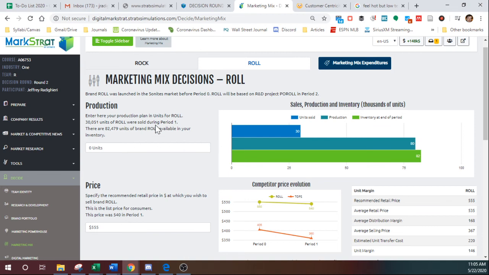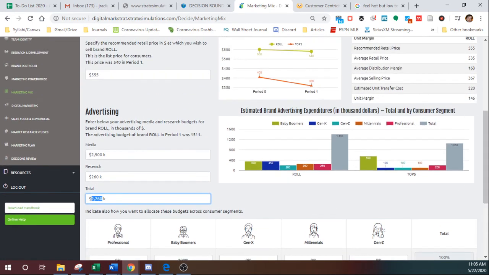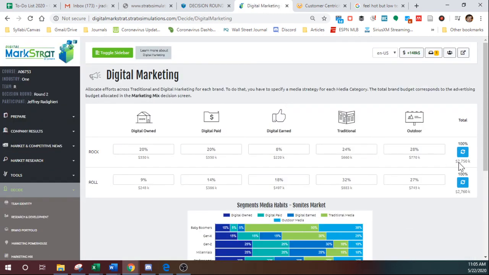Okay, so that's the marketing mix decision screen. This is where you again make decisions on production, pricing, and promotions. One thing I didn't mention is this advertising budget is also linked to the digital marketing decisions. So if we go back here, you will see that the numbers that we entered for rock and roll in terms of advertising expenditures, here we allocate across all 5 different promotional techniques: traditional ads, outdoor ads, digital earned, digital paid, digital owned.